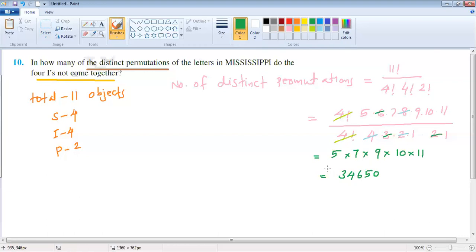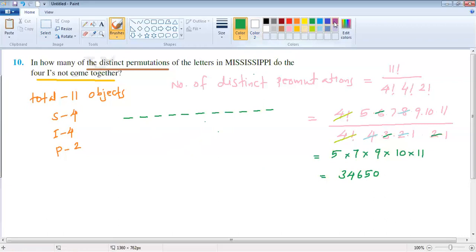But the question is not how many different permutations are there. The question is, among those 34,650 permutations, in how many permutations the 4 I's will not come together? So directly finding the answer is difficult, क्योंकि 4 I's will not come together. मतलब जैसे आपको पता है, 1 2 3 4 5 6 7 8 9 10 11 positions are there.